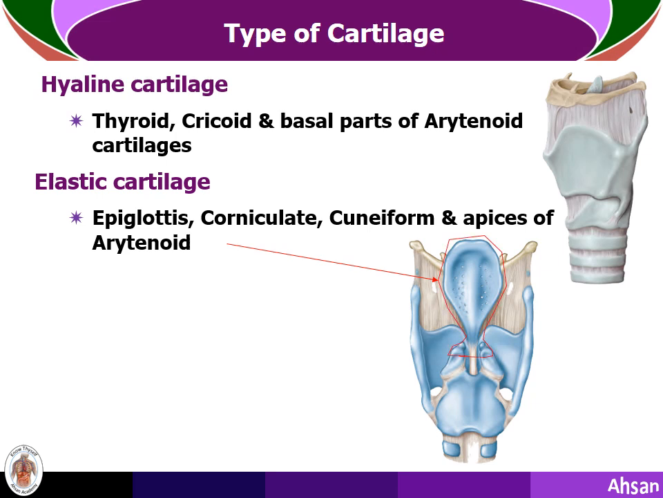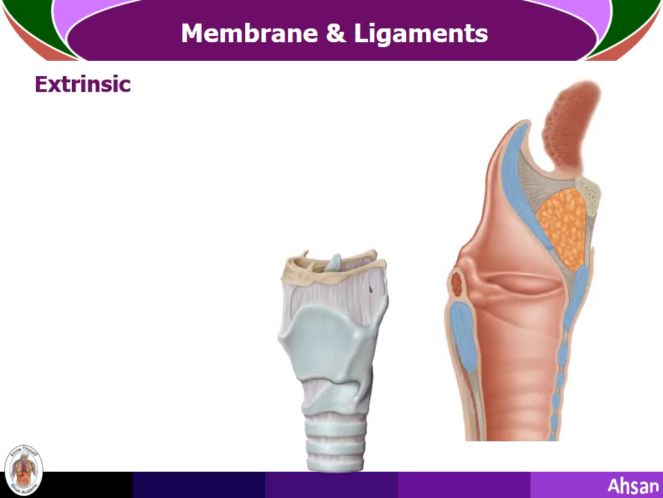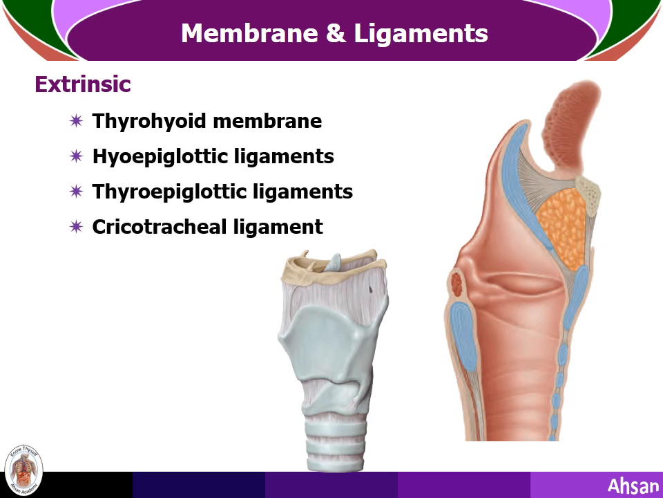Dense connective tissues are observed here. The flattened ones are known as membranes and the relatively thicker ones are known as ligaments. The membranes and ligaments are situated outside the wall, and some of them lie within, just under cover of the mucosa. Those are known as intrinsic, and the membranes that extend beyond the larynx are known as extrinsic.